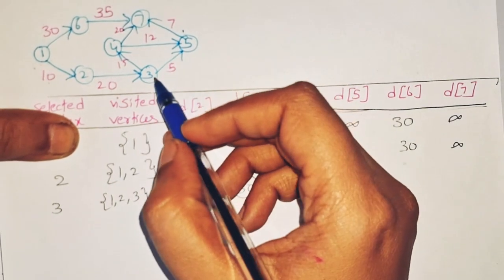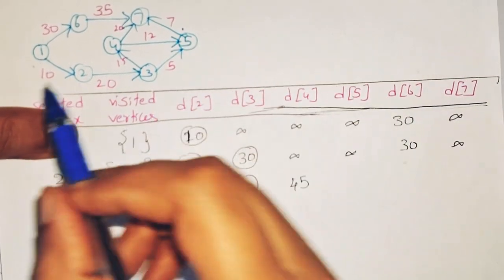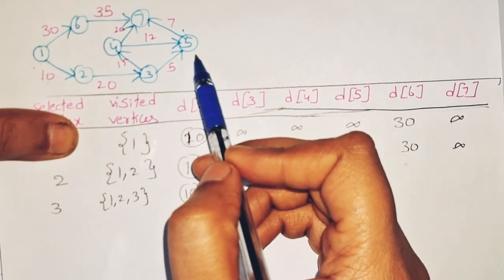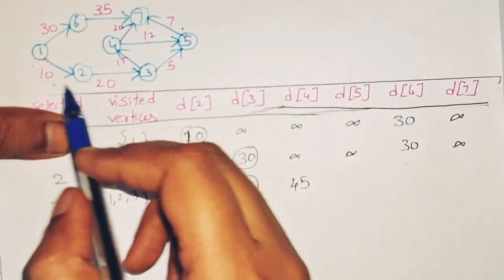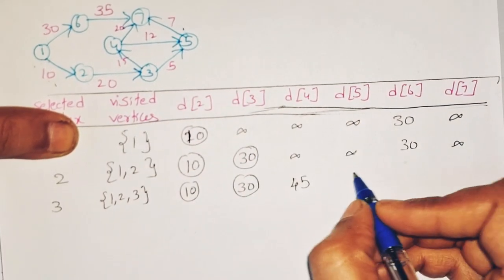So next, what is the neighboring node of 3? 5. So in order to travel from 1 to 5, how do we travel? 1, 2, 3, 5. So 10 plus 20 plus 5, that is 35.